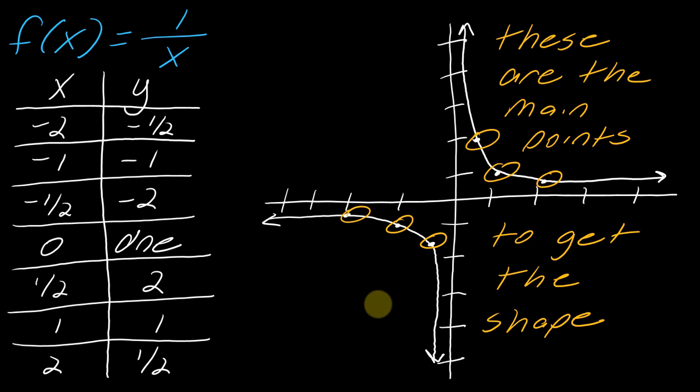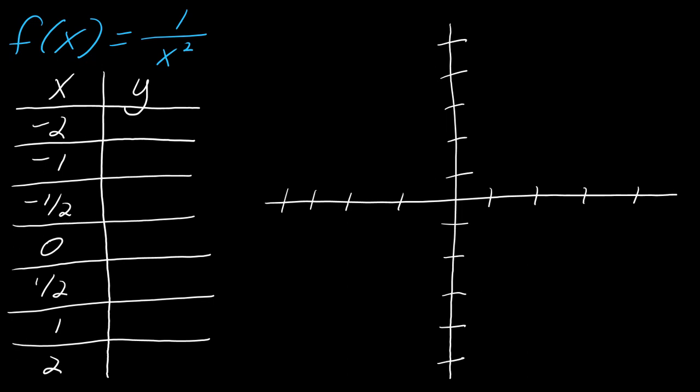However you commit this shape to memory is good, because then if we start translating it to the left, right, up, or down, you have a sense of how to draw that. Okay, so next let's go to 1 over x squared, and I've drawn the same table, so we'll do the same exercise.